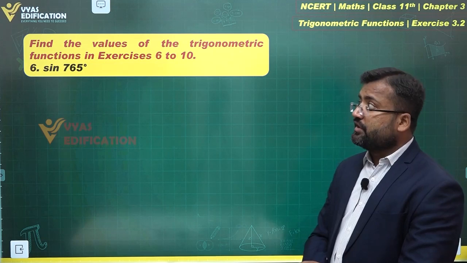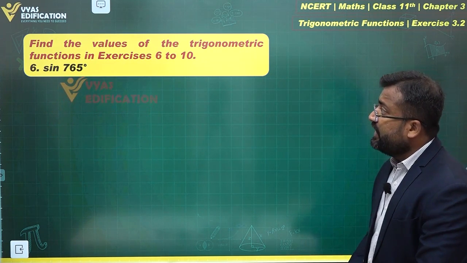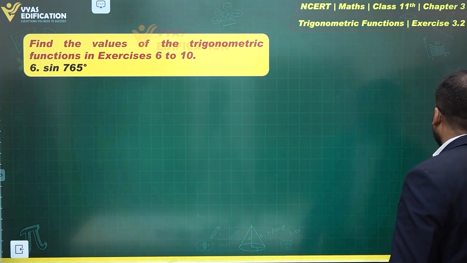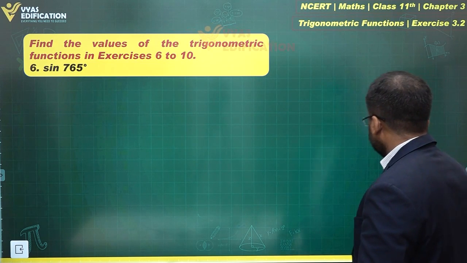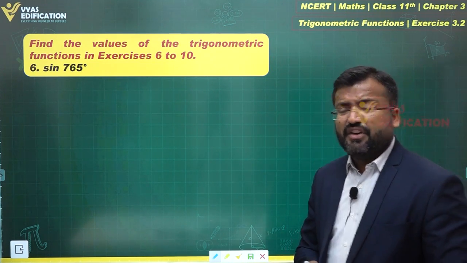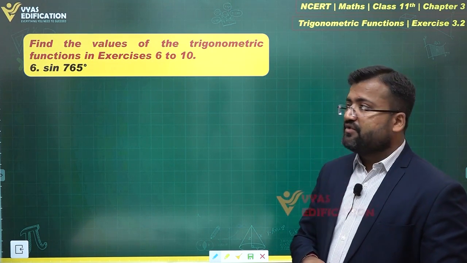Let us talk about this question. Find the values of the trigonometric functions in exercises 6 to 10. We are supposed to find the value of this trigonometric function. There is sine 765 degree. How do we go about finding these values? We know a few standard values between 0 to 360 degree, right?